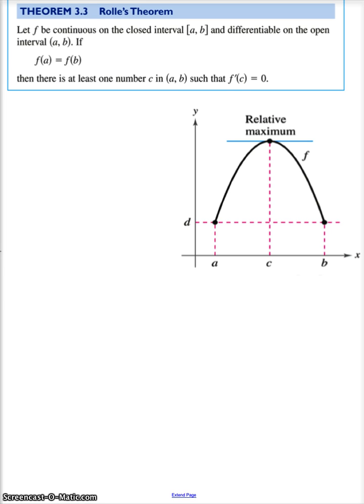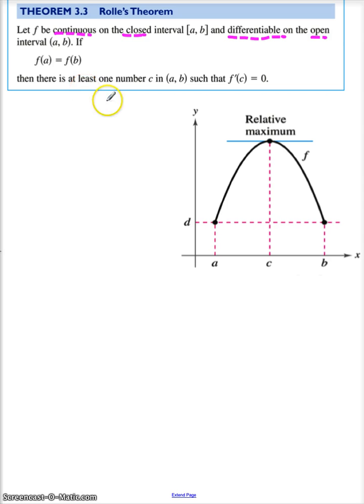Quite literally, what it means is there's got to be a relative max or a relative min if the function is continuous on a closed interval and differentiable on the open interval. So it's going to be continuous on closed and differentiable on open. That's CC and DO, so you can remember those. And if the function has the same value at two different points, then there has to be a max or a min. Now, this was really exciting news in calculus. I know you're not all that thrilled about it.